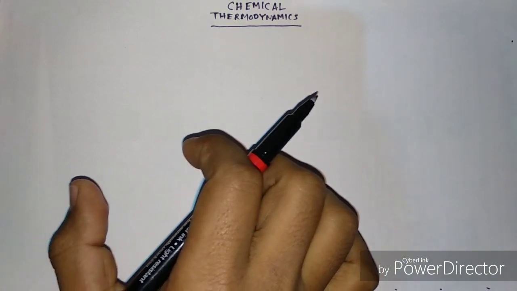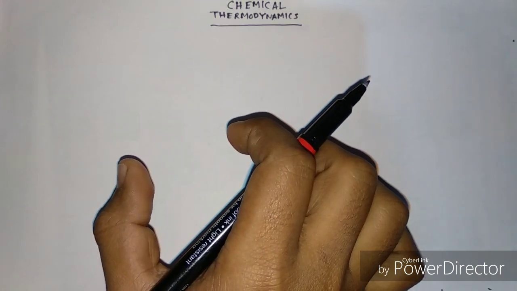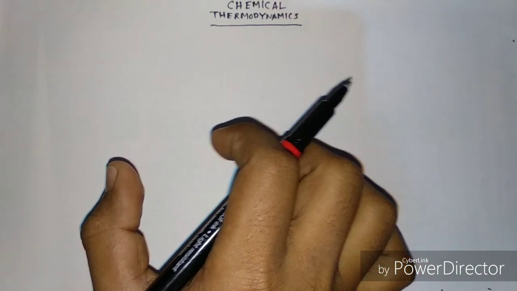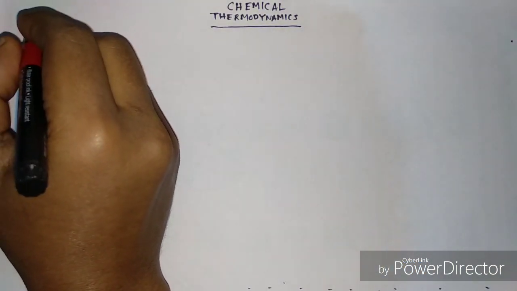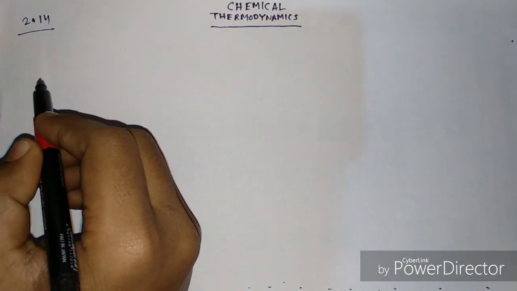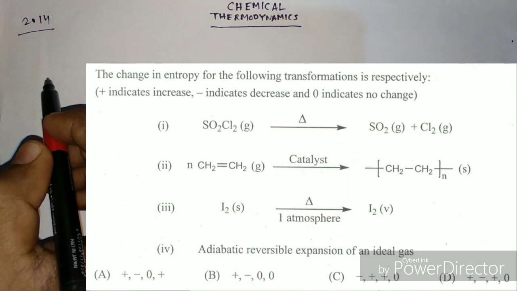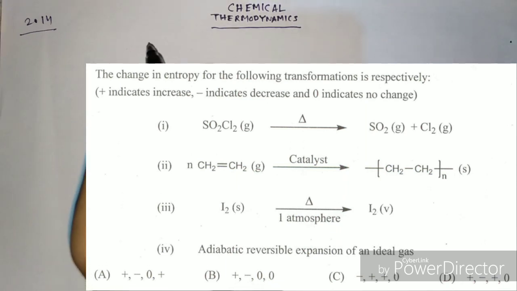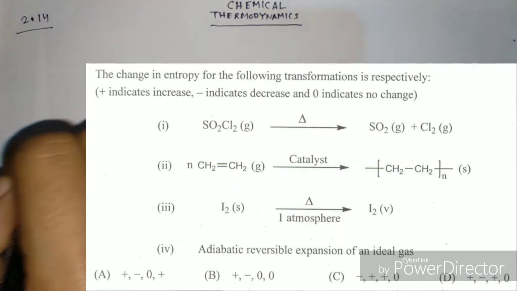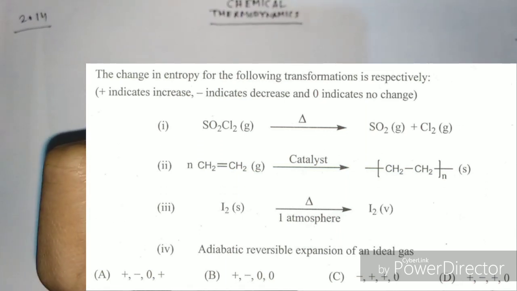So let's talk about different years' questions and the pattern of questions so that we can get ideas of JAM 2019. First, JAM 2014. What was the first question? The change of entropy for the following transformations is respectively, where plus says increase, negative says decrease and zero says no change. In the first reaction, one gaseous molecule is converted to two other gaseous molecules, so here entropy increases, so it is positive.